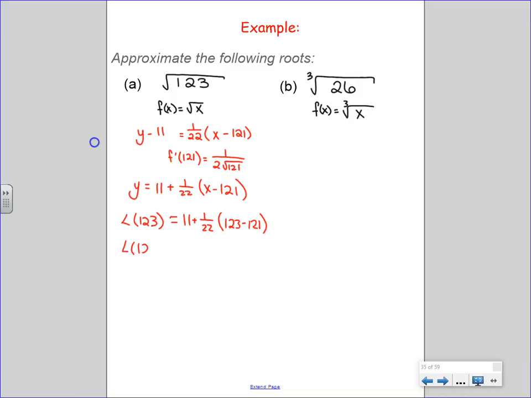So the linearization of 123 from what I have is 11 plus 2 over 22, which would be 1 over 11, right? So it would be 122 over 11. If we actually went into decimal, it would be 11.090909.